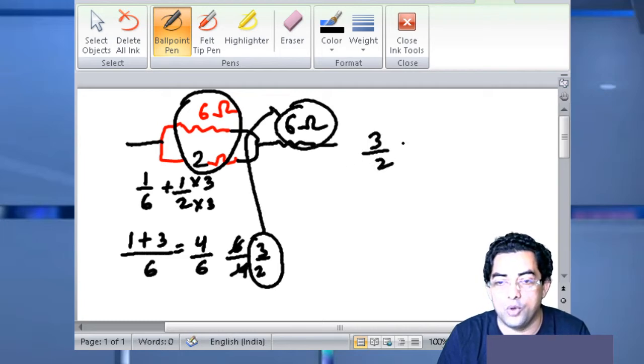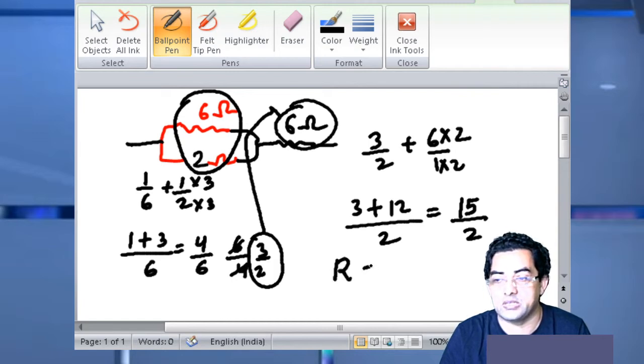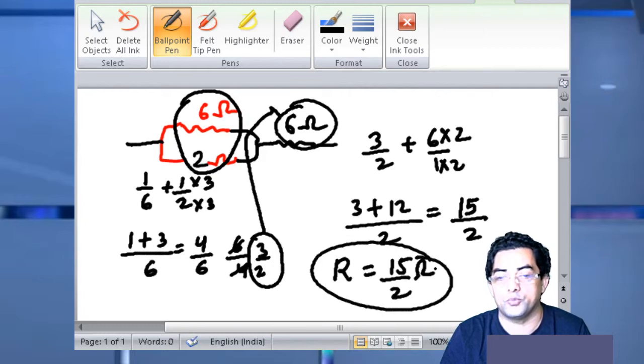So it will be 3/2 plus 6, right? Times 2 times 2, so it will be 3 added to 12/2. So 12 plus 3, 15/2. So what is the value of equivalent resistance? The value of equivalent resistance is 15/2 ohms, right?